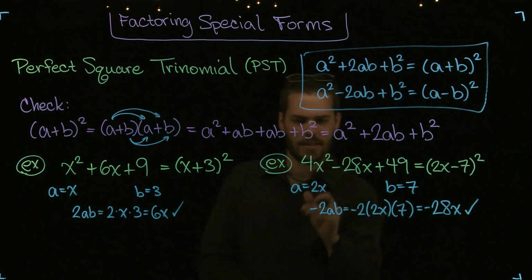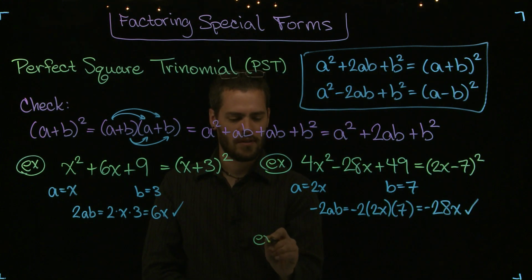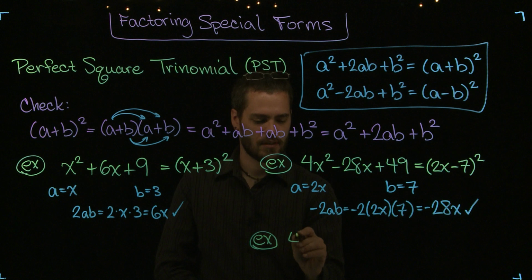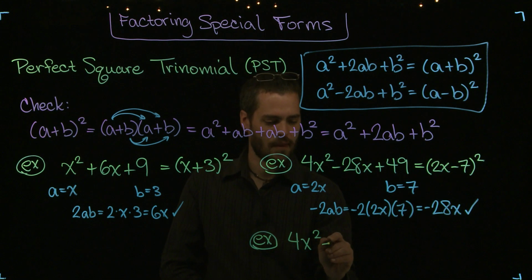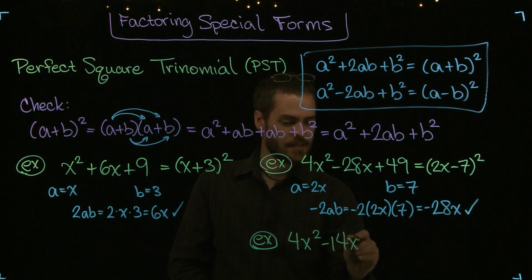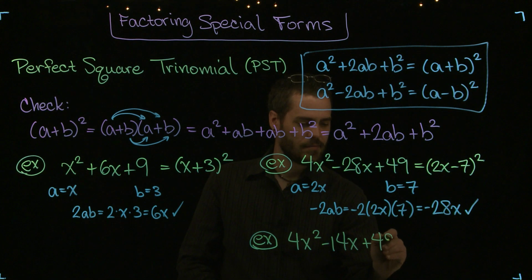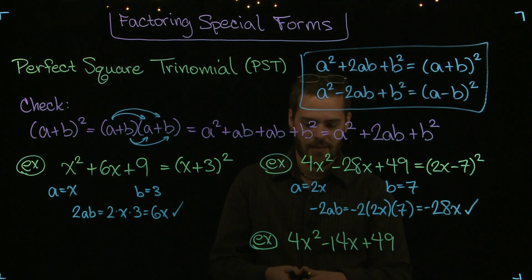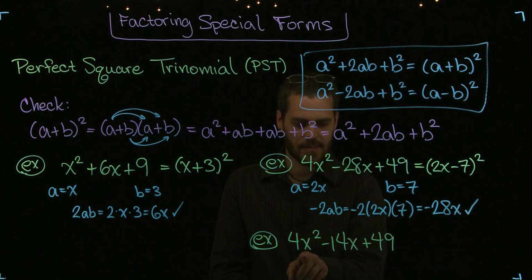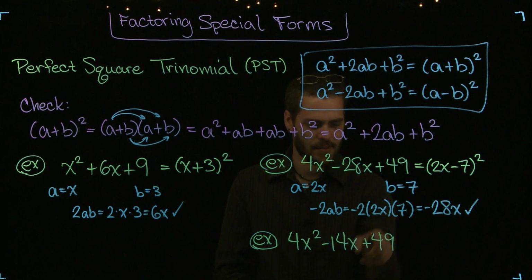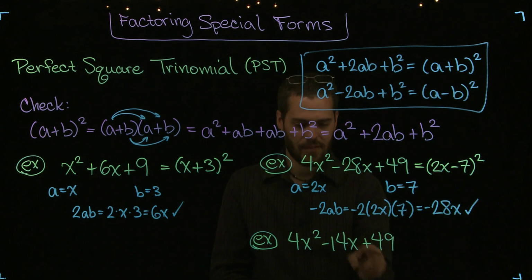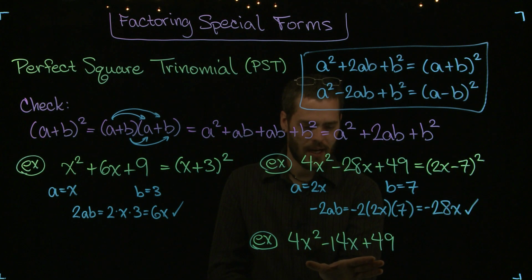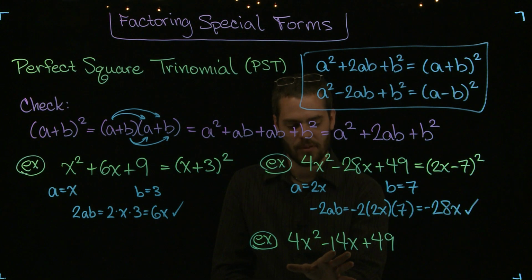But what if this one were a little bit different? What if it were, for example, 4x squared minus 14x plus 49? Okay. What if it looked like that? Well, obviously, a would be the same as this, 2x. b would be 7, because these are the same, right? But if you tested this, the negative 2ab, from here, you would not get the middle term. So this is not a perfect square trinomial.